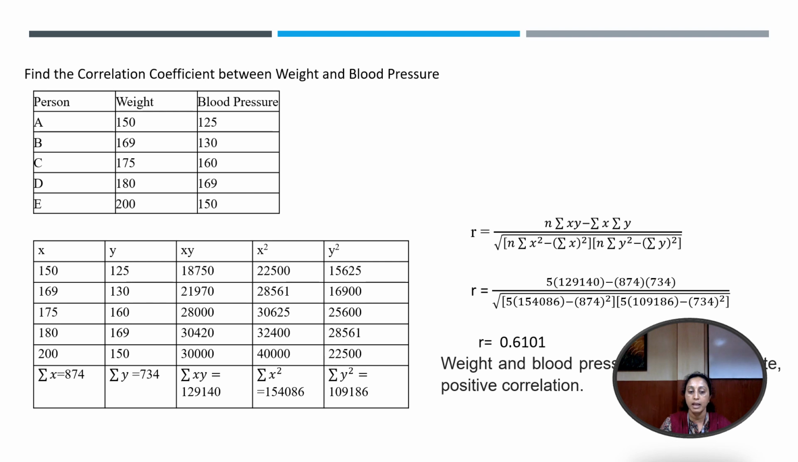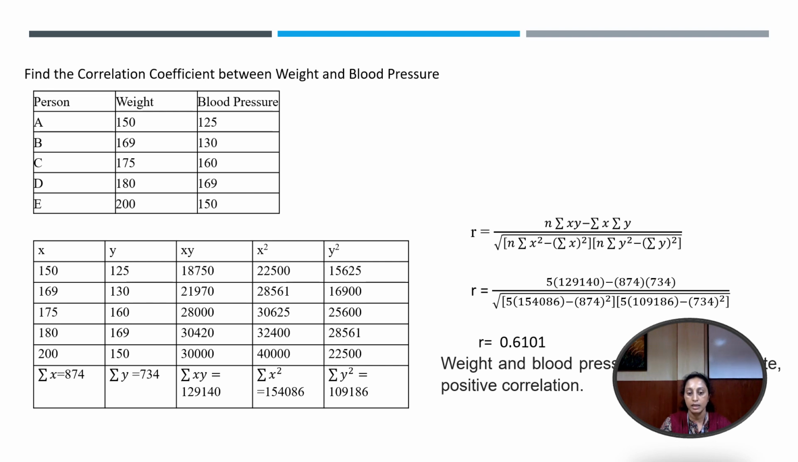Then you multiply x with y. When we multiply 150 into 125, we get 18750. Similarly, when we multiply 169 with 130, we get 21970. Similarly, multiply all the data and sum it. So the total of xy will be equal to 129140. Similarly, take the square of all the x data, call it x square, and sum it up.